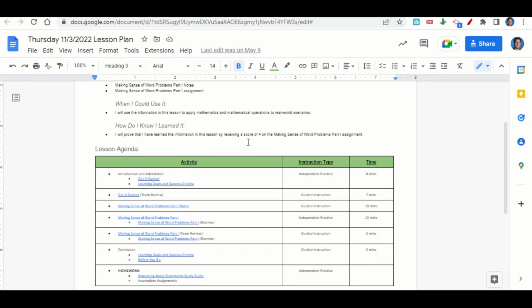Now let's take a look at our agenda for today. We will begin by going over the learning goals and success criteria. While we do that, you'll fill out your Get It Started. Once you've completed your Get It Started, we'll go over it together and answer any questions that you may have. After that, we'll go over the Making Sense of Word Problems Part 1 notes, and then I'll give you time to complete the Making Sense of Word Problems Part 1 assignment on Desmos. Once you've completed the assignment, we'll go over it together and answer any questions that you may have. At the end of class, we'll go back over our learning goals and success criteria while you fill out your Before You Go. Your only homework for tonight is to continue working on the Reasoning About Statement Study Guide and any incomplete assignments that you may have.